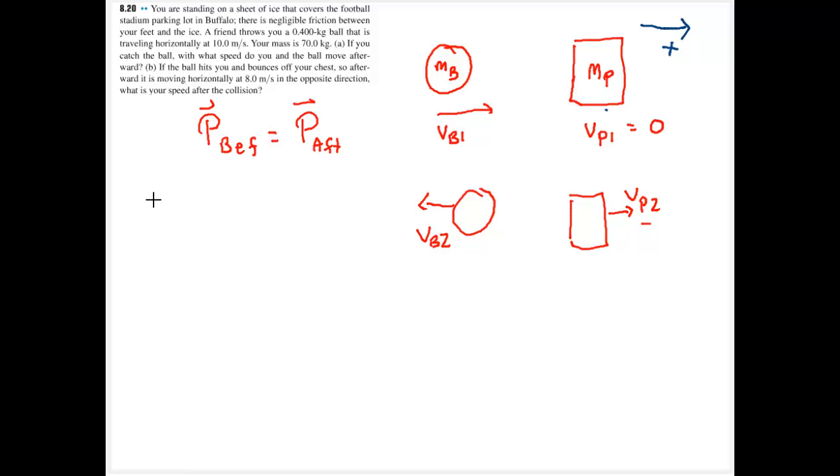The momentum before is simply going to be what I wrote before. It's going to be the mass of the ball multiplied by the initial velocity of the ball plus 0.